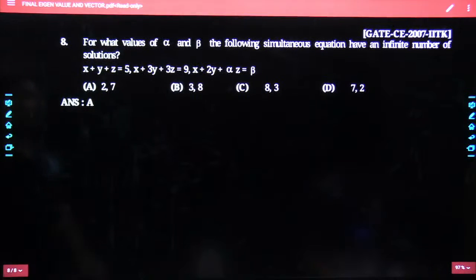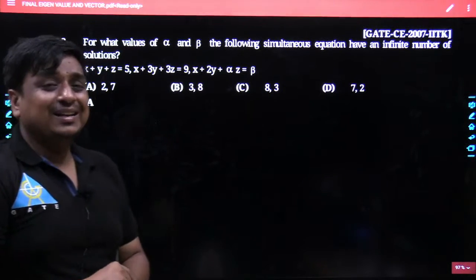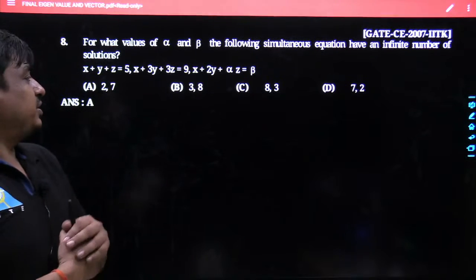Now this problem has to be solved by you guys. You can take a screenshot or you can write over this.